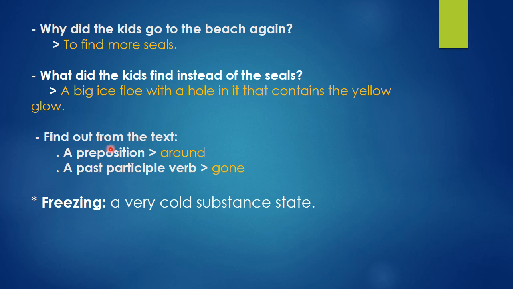Okay, so find out from the text a preposition: we have around. A past participle verb: we have gone, from "gone in a flash." Okay, so freezing. Freezing means a very cold substance state. So as you know, water is a substance. It has states, where it's normal, where it's too hot, where it's too cold, and where it's way too cold that it turns into maybe ice cubes. Okay, so that's what we call freezing.